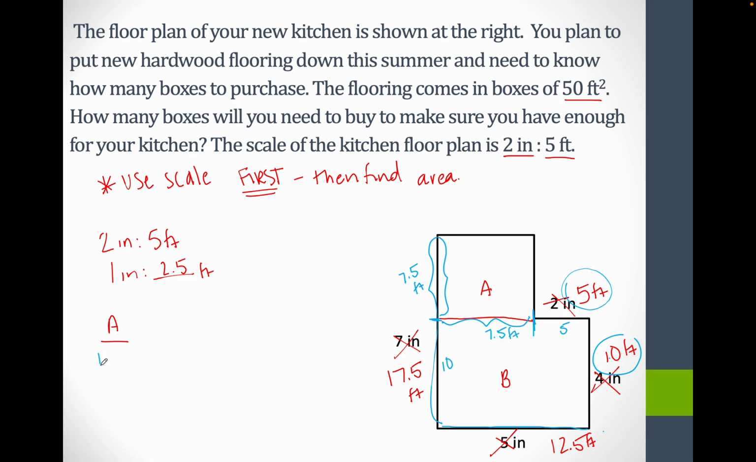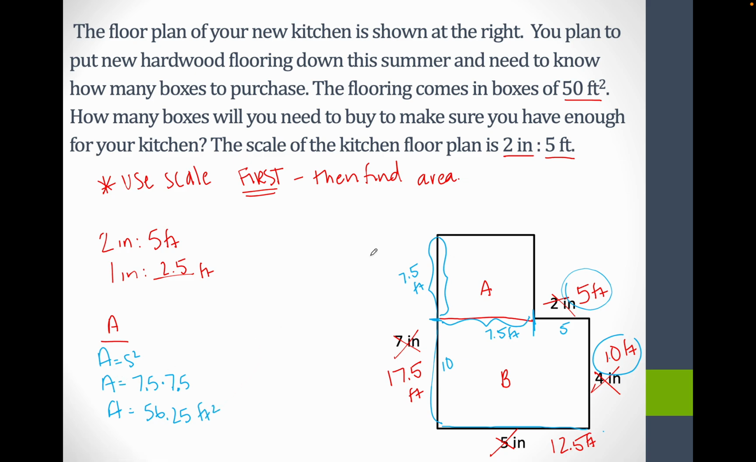So section A is a square. The side length squared is how you find the area of a square, 7.5 times 7.5. You could also still use the rectangle formula because a square is a rectangle, so length times width is still going to give you the same answer. When I find the area of 7.5 times 7.5, I get 56.25 square feet for section A.